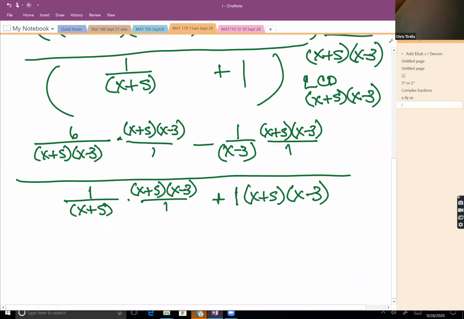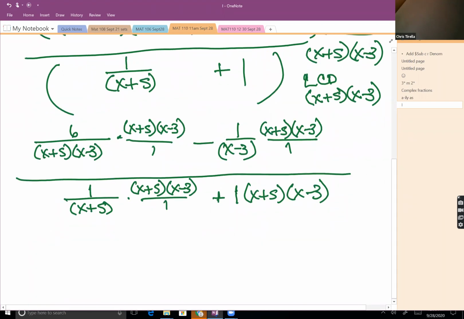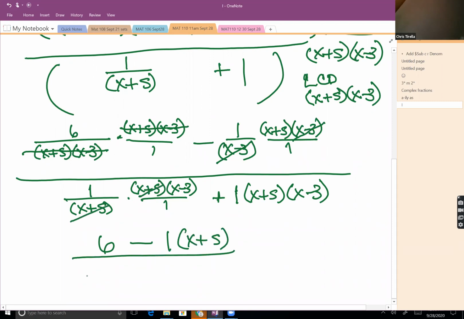Now let's keep our fingers and toes crossed. If we did things right, something magic should happen. When we do each of these 4 multiplications, the denominators should cancel out, and I should have no fractions left. Here, yeah, the x minus 3's cancel. So I've got minus 1 times x plus 5. In the denominator here, the x plus 5's cancel. And I've got x minus 3.